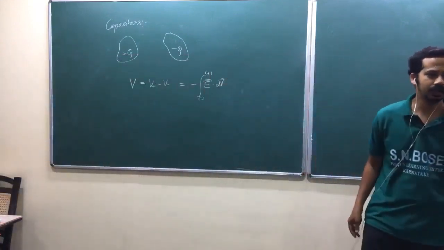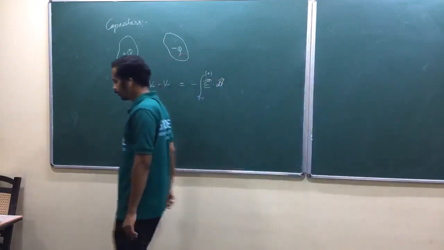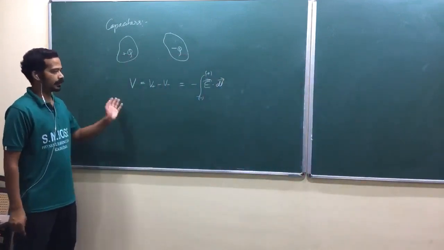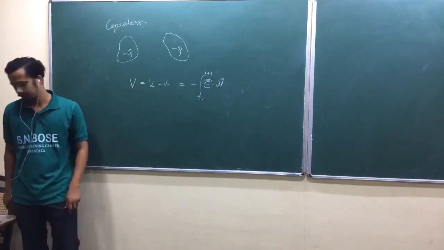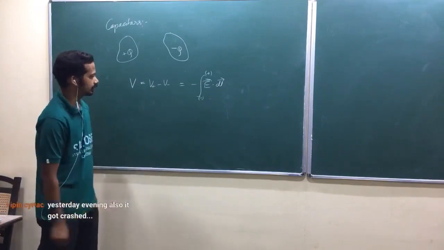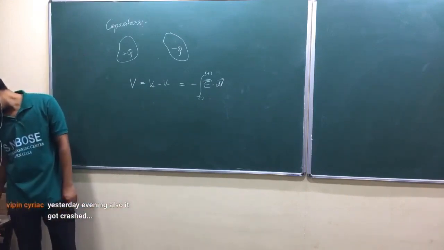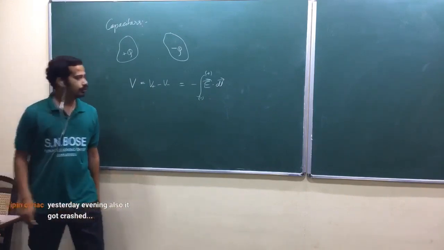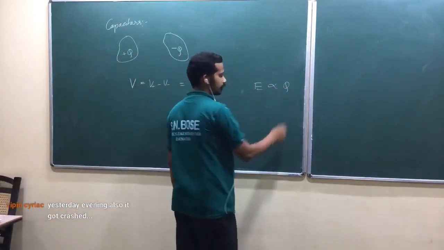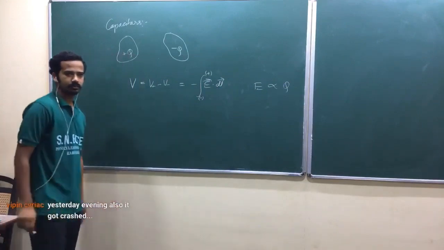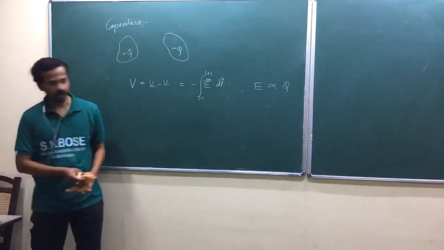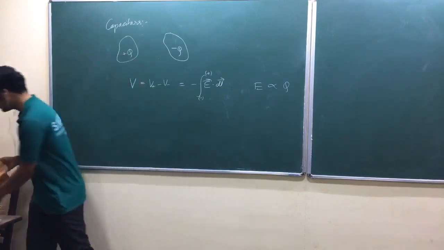But the problem is we can't find what that electric field is. Why? Again, it is arbitrarily shaped. Gauss law will not help us find that. Is that okay? But we can define potential difference like this. So the next idea is, usually this electric field should be proportional to the charge on the conductor, isn't it?